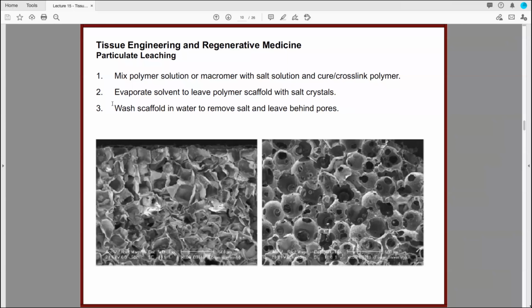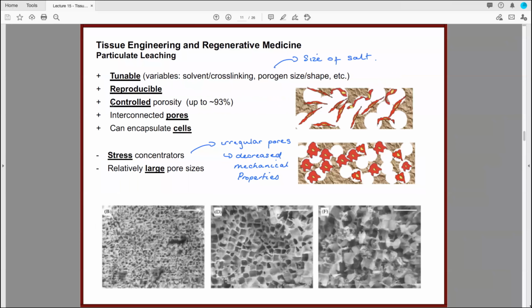So the great thing about these is that, as I said, they're tunable. There's lots of different variables we can tune. We know that if we tune the cross-linkers, we can tune the density of things. We can also use those different porogens, which is referring to the salt itself, in order to manipulate the size and shape. These things are reproducible, and they're reproducible because the size of the salt is consistent. And then you get controlled porosity. So you can have up to around 93% porosity in these things. The pores are interconnected, and you can use those for the encapsulation of cells.